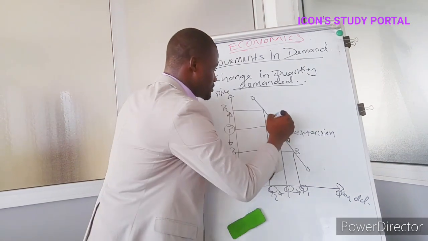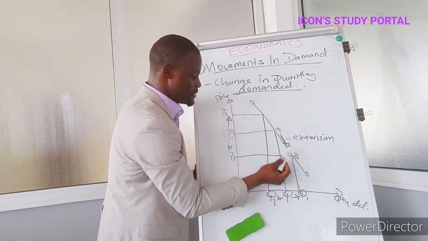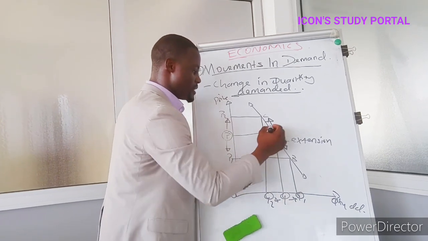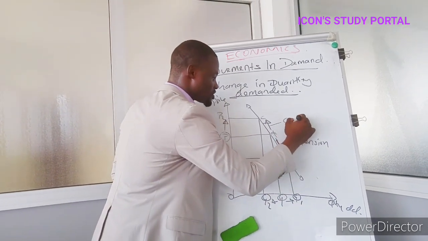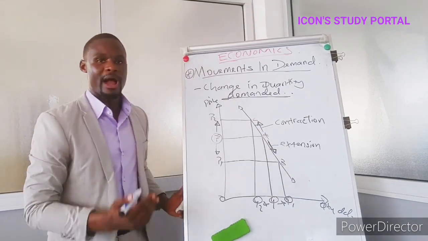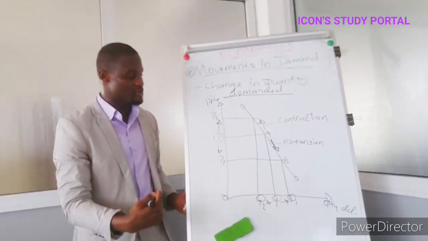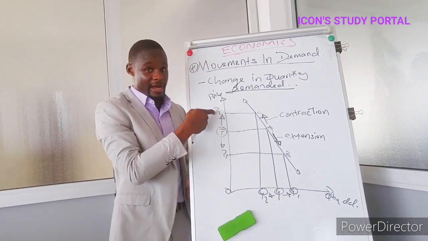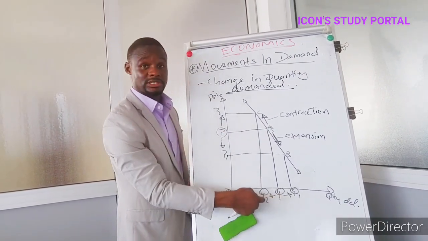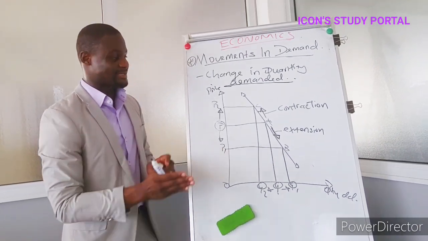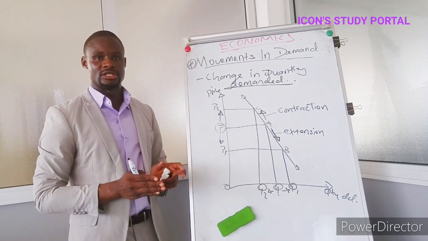Now, we have A, we have B, and let's have here C. And we call this the upward movement. We term it a contraction in demand. Why do we call it contraction? It's simply because it is caused by an increase in price, which leads to a fall in quantity demanded. So, we have an extension and a contraction in demand.